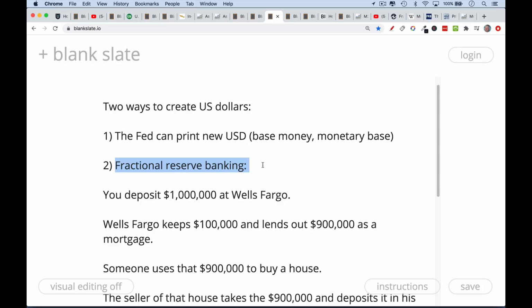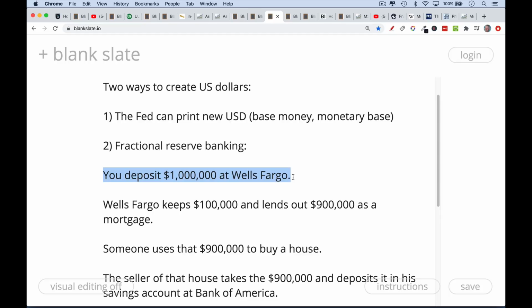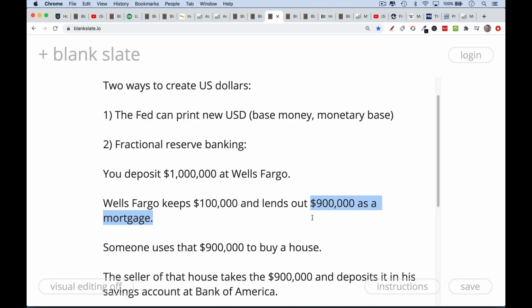And I'm going to show you briefly how this works. I'm going to use very big round numbers. So let's say you deposit $1 million in your savings account at Wells Fargo. What Wells Fargo will do in our current fractional reserve banking system is they'll keep 10%. These are rough numbers, but this is approximately what happens. Wells Fargo will keep 10% or $100,000, and then let's say they'll lend out the rest as a mortgage, $900,000.